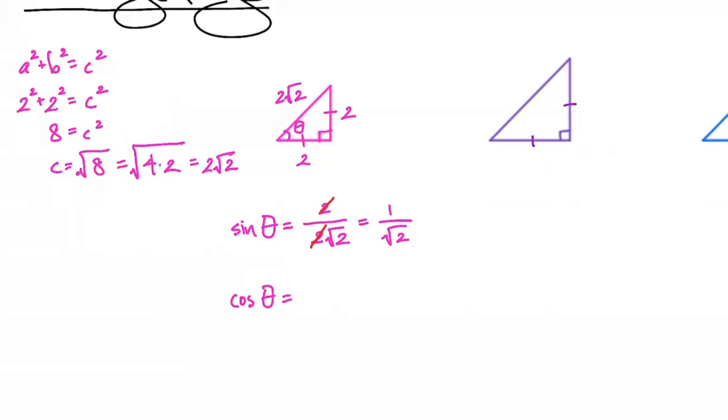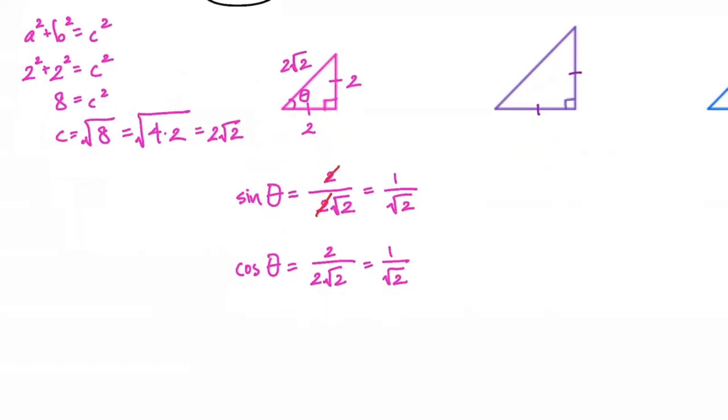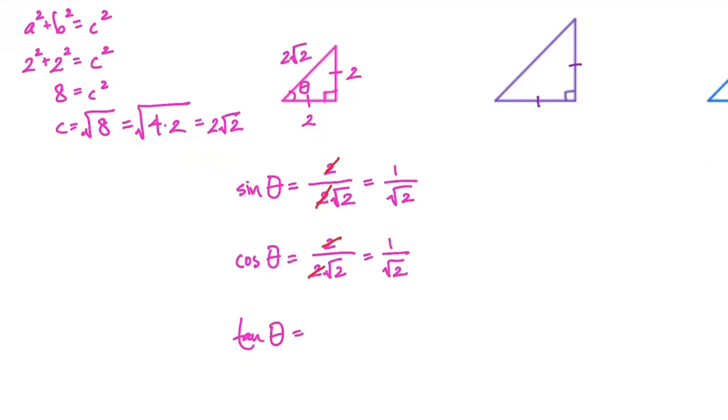Okay, so cosine means we want the adjacent side, which is 2 over the hypotenuse. So 2 over 2 root 2, which we can reduce to 1 over root 2. Great. All right. And last but not least, we have our sine, we have our cosine. The third main trig function is tangent.